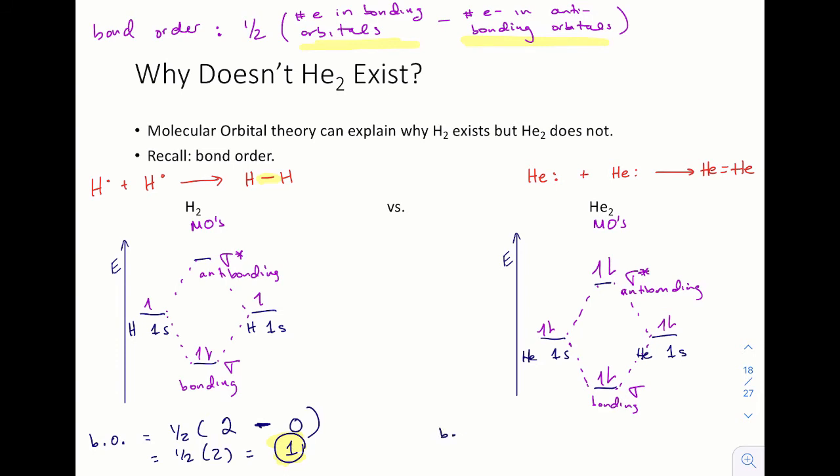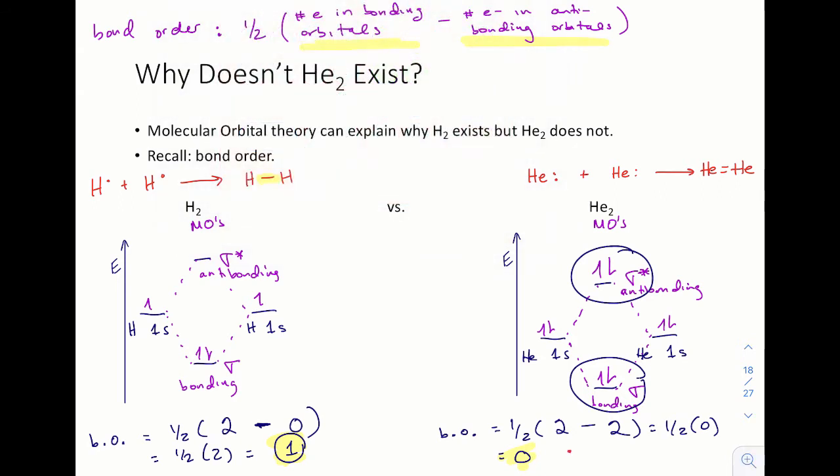Let's go over to the helium molecule here. The bond order would be 1/2 the number of electrons in bonding orbitals, which is 2, minus the total number of electrons in antibonding orbitals, also 2. 1/2 of 0 is, of course, 0. So molecular orbital theory predicts no bond, no bonding interaction between these two helium atoms.